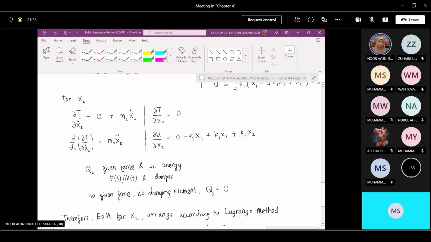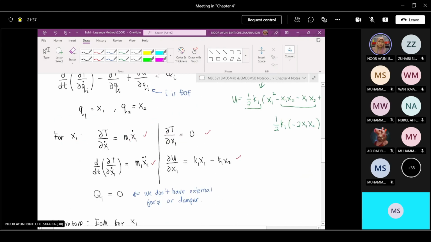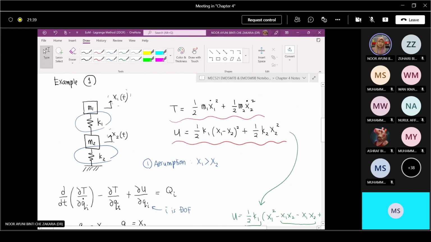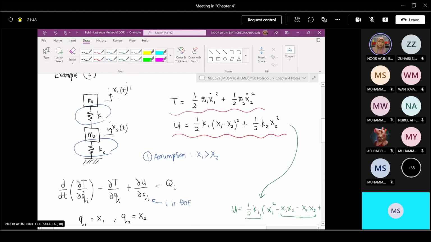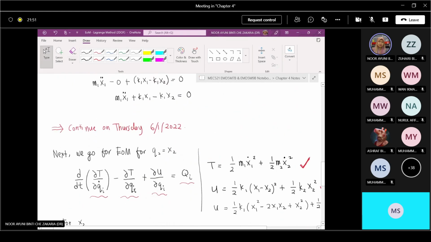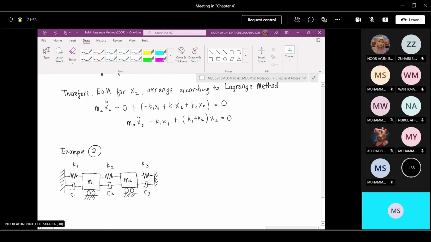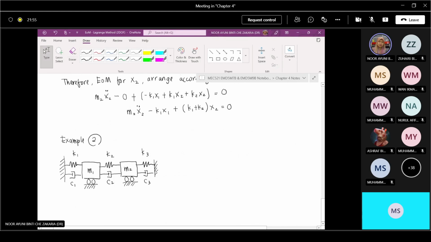Example 1 tadi kalau tak ingat. So hampir sama, almost the same. So we have K1, K2 but without the damper. And now we increase K1, K2 and K3 and also C. Yang tambah jadi 3 lah. Still the same. Given that we have x2 and x1.